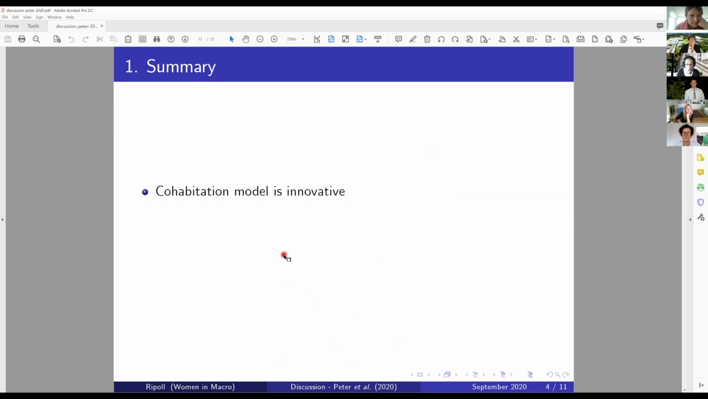The cohabitation portion of the paper, I also find very innovative. Marla, just to say you have 3 minutes. Oh, okay, so I'll hurry up.